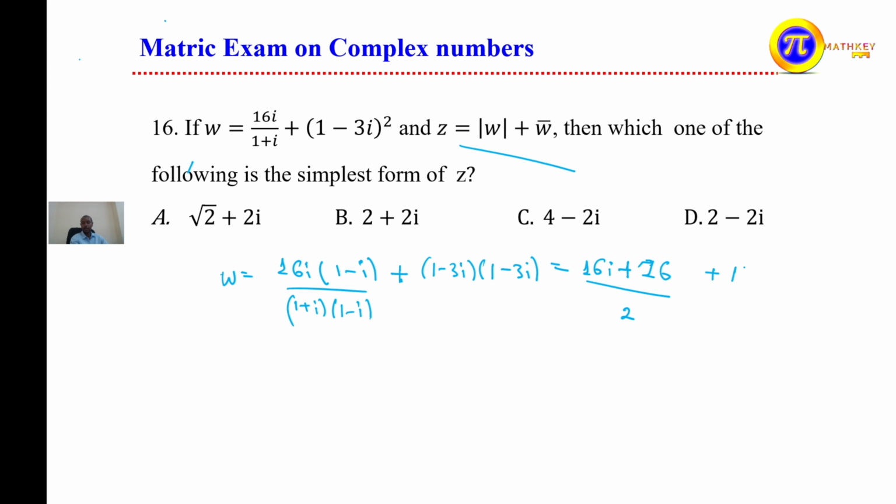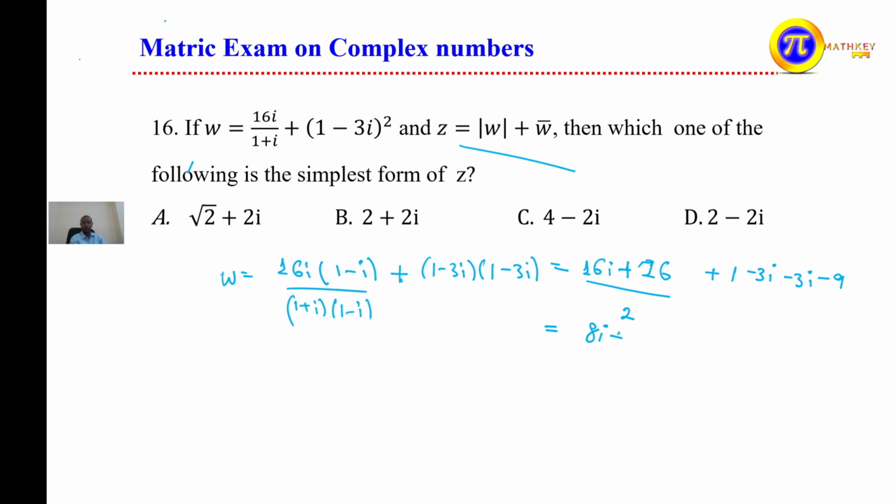That is 1. 1 times minus 3I is minus 3I. Minus 3I times 1 is minus 3I. You see? Minus 3I times minus 3I: minus 3 times minus 3 is 9, I times I is I squared. So plus 9 I squared, which is minus 9, which is equivalent to, we divide both by 2.